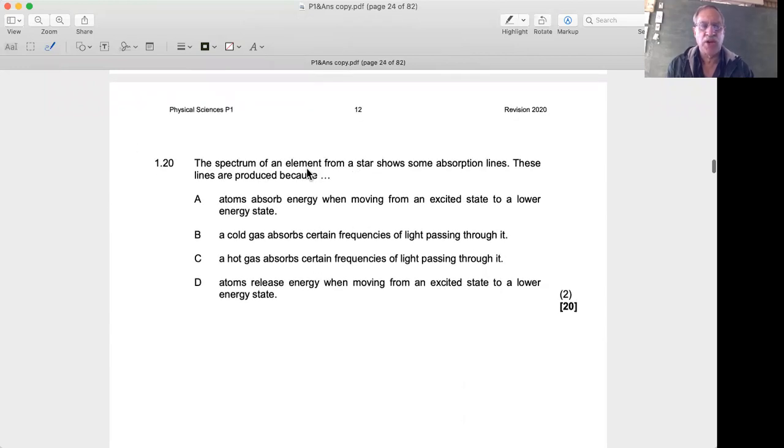The spectrum of an element from a star shows some absorption lines. These lines are produced because atoms absorb energy when moving from an excited state to a lower energy state. No, they absorb energy when they go from lower to higher.